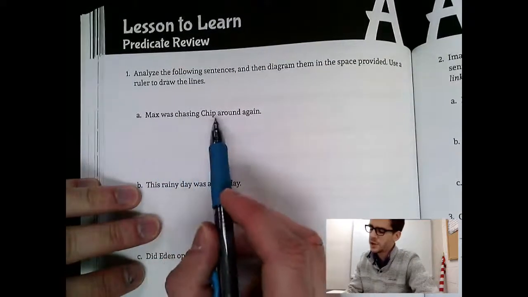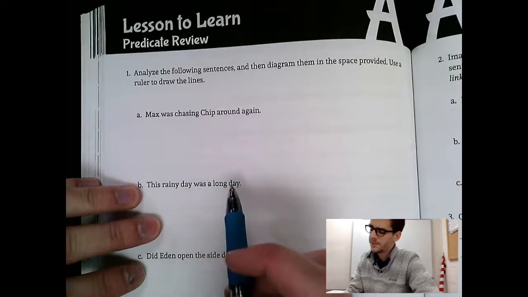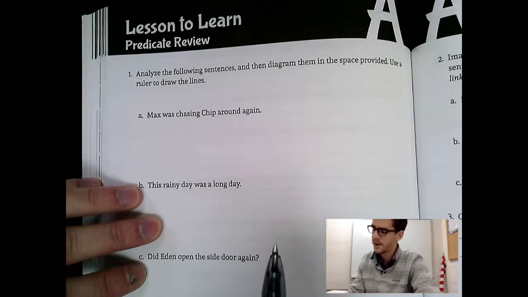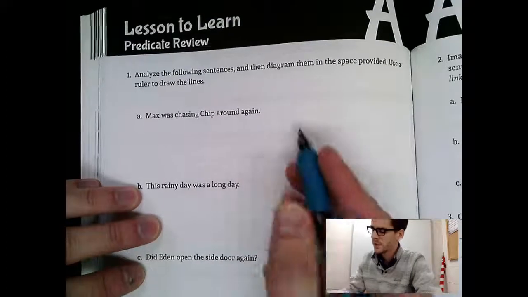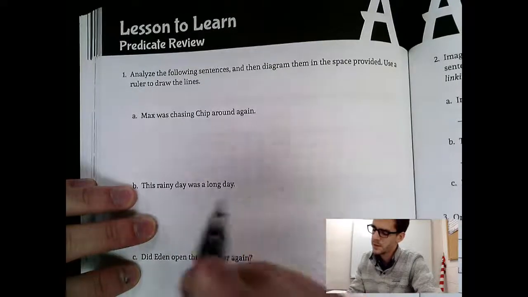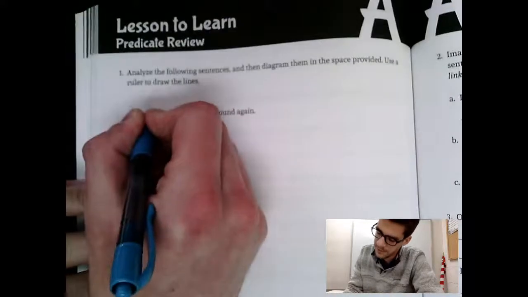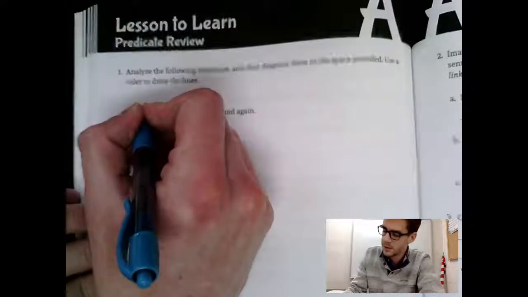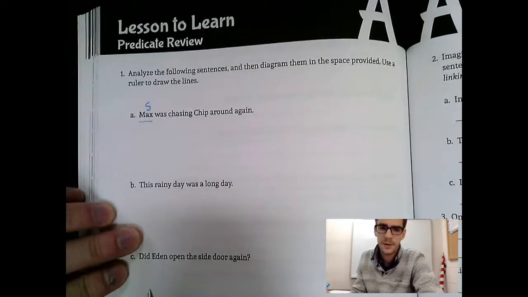Max was chasing Chip around again. This is a declarative sentence because it is declaring a fact. The subject of this sentence would be Max. Max is the subject because that is what the sentence is about.